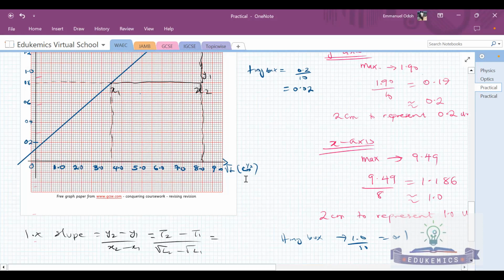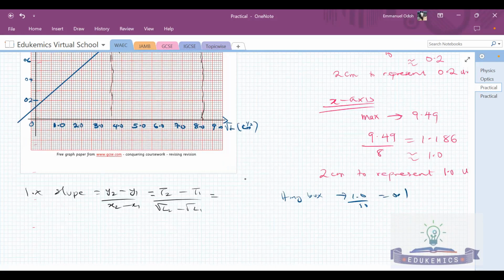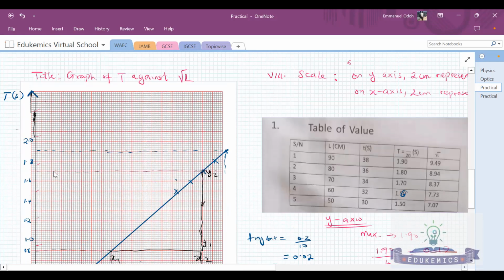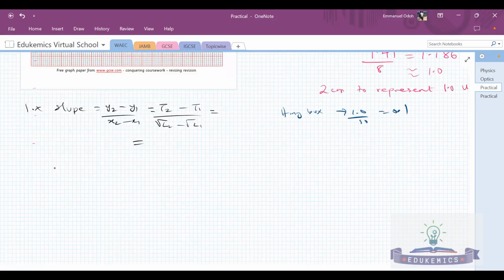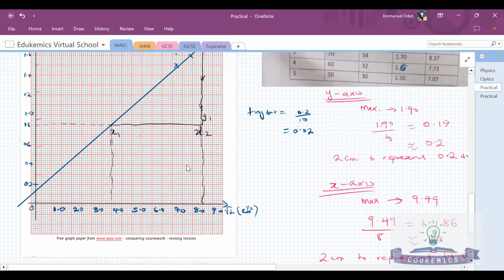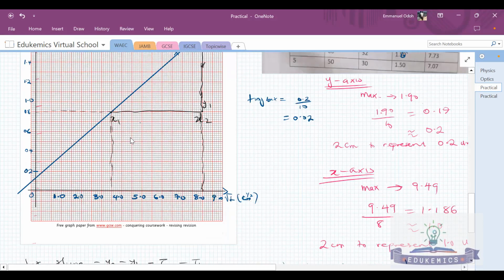Anyone goes. So T2 is what we have as our Y2. You can see, you can trace it here. We have 1.7. So I write 1.7 there. Minus, go to T1. You can see it's easy for me to locate. Here is 0.8.